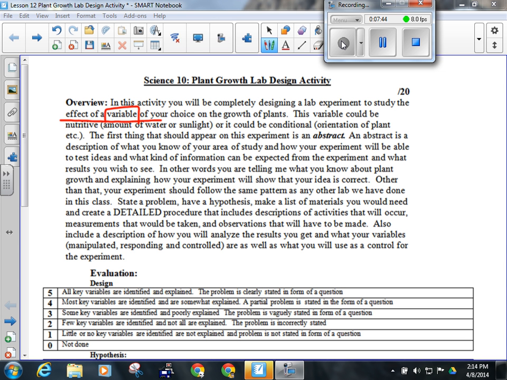So again, the variable could be nutritive, water, sunlight. Could be conditional. Could be the orientation of the plant. Maybe you want to see whether a plant being sideways or upside down makes any difference. Maybe it does. You can do an experiment to find out.